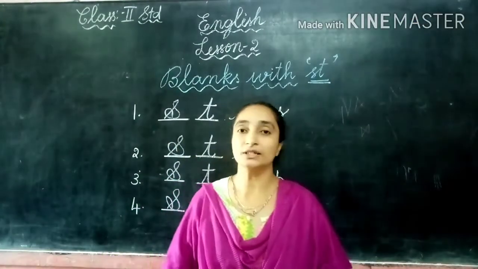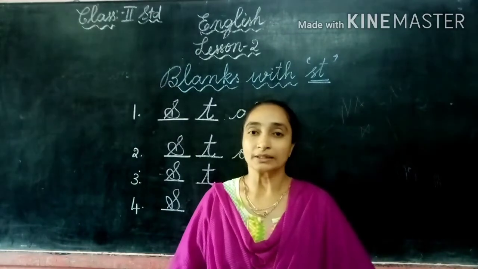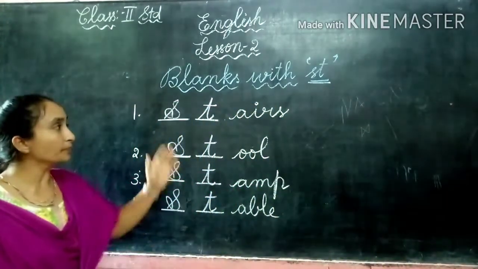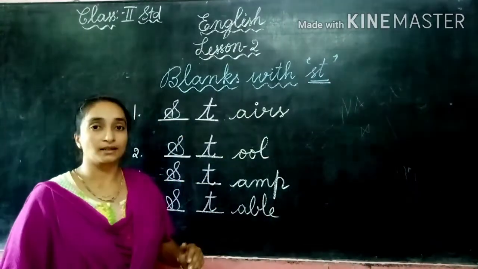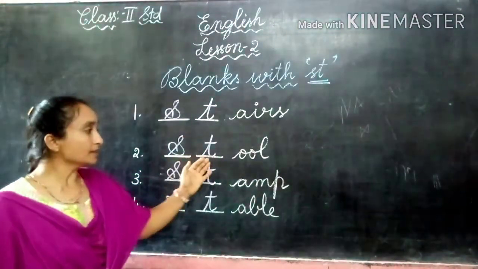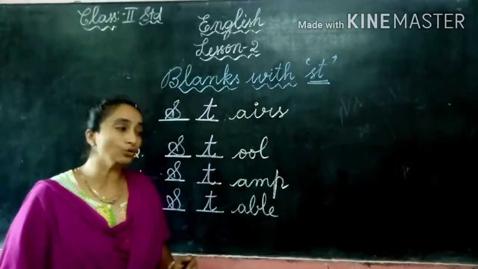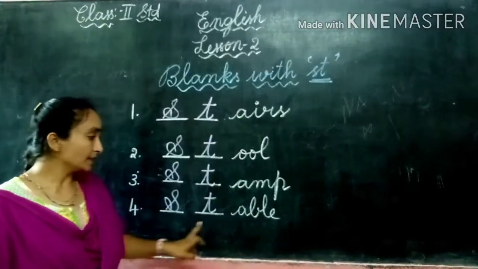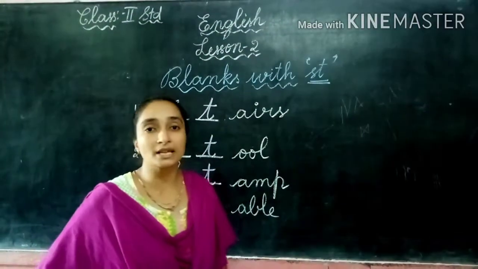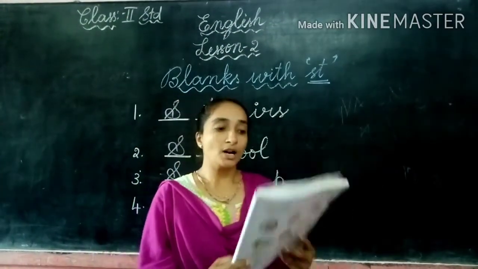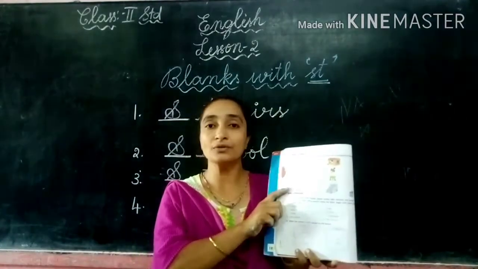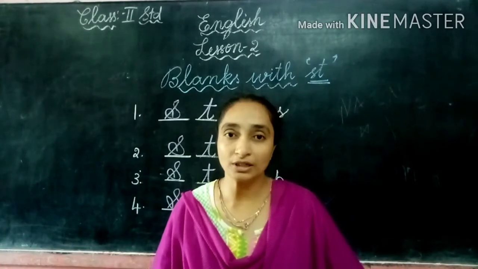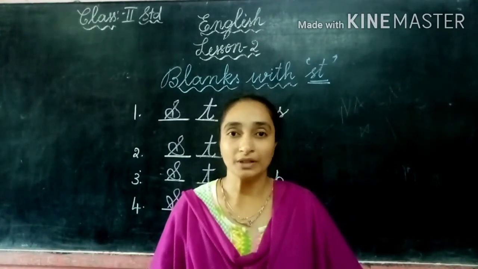So up to this, children, we have completed the grammar part. Let us read one more time. S-T-A-I-R-S, stairs. S-T-O-O-L, stool. S-T-A-M-P, stamp. S-T-A-B-L-E, stable. So up to here, Spell it right, we have completed, children. I hope all of you understood the grammar part also. Thank you, children.